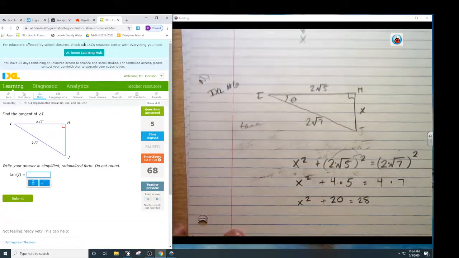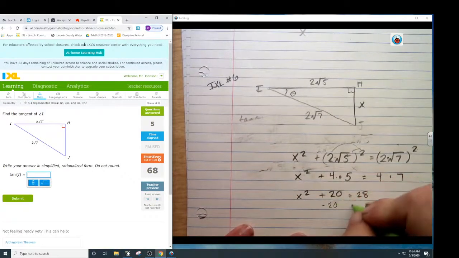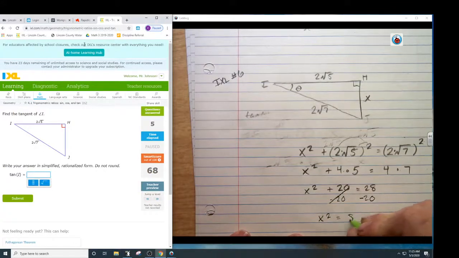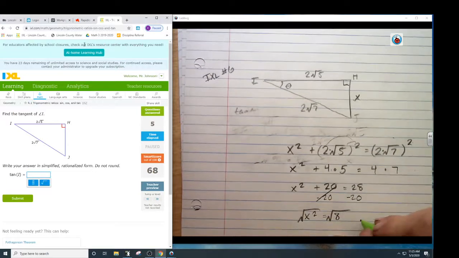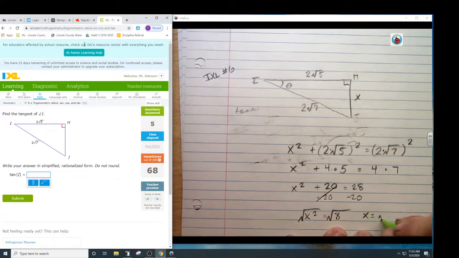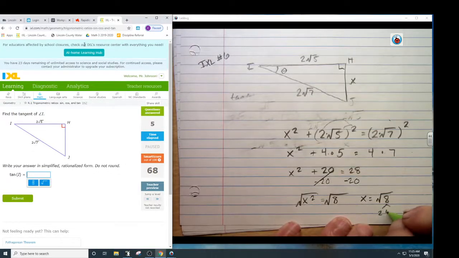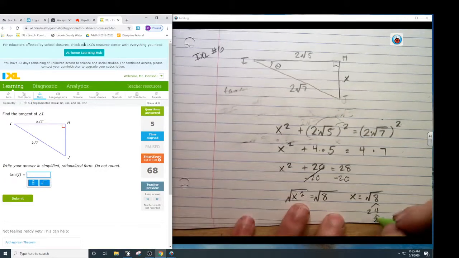Now, subtract 20, and that's going to give me x squared equals 8. All right, now take the square root of both sides. I need the x by itself, not this x squared. So now that's going to be x equals the square root of 8. Now what we need to do is break this down. So it's 2 and 4, 2 and 2. Now, what we got here, we have a pair of 2's.